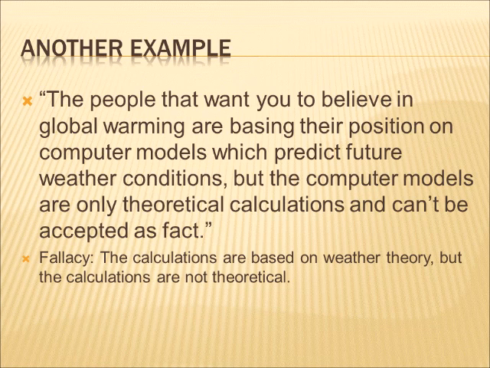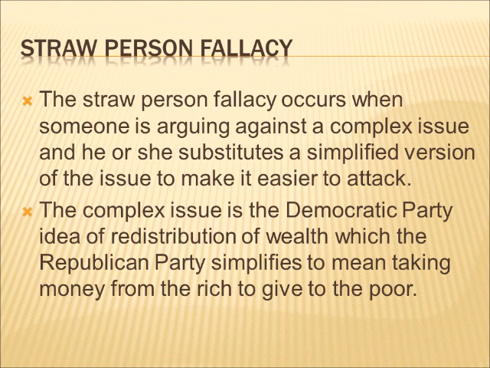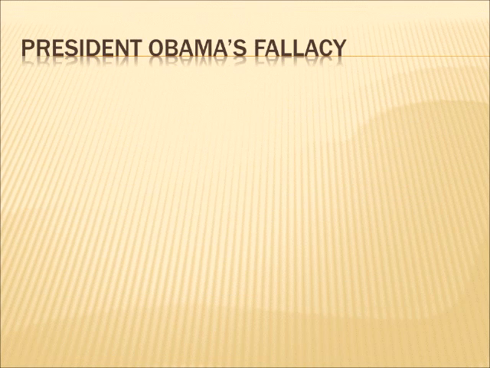Okay, the second fallacy of ambiguity for our study was originally called the straw man fallacy. In our contemporary world, we prefer to use the term straw person. Now, the straw person fallacy occurs when someone is arguing against the opposition. The person will take a very complex concept like redistribution of wealth and substitute it with a simpler one, taking money from the rich and giving it to the poor. Now, the simpler concept is easier for the person to argue against.